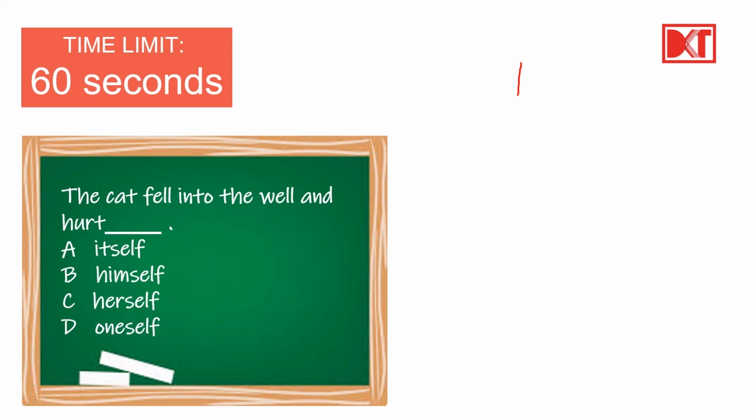So here we are filling reflexive pronouns again. The question says, "The cat fell into the well and hurt dash." What is the subject? Cat. The cat fell into the well and hurt whom? The cat will hurt the cat itself. The answer is itself. For animals we use it, so the answer becomes itself. All right.